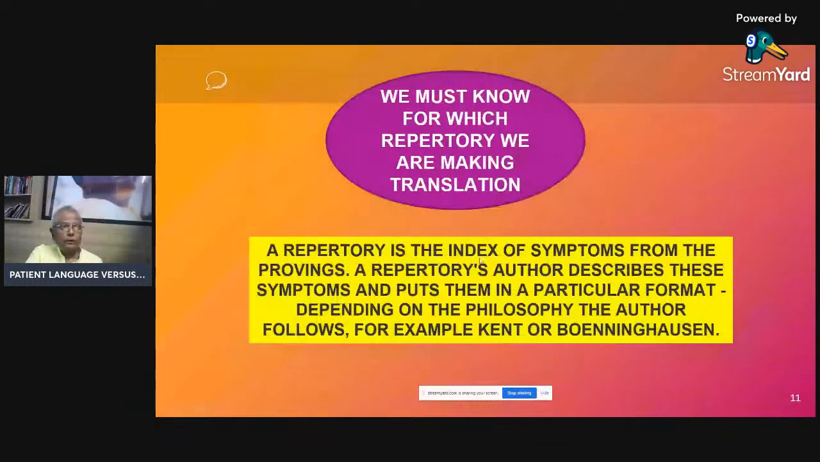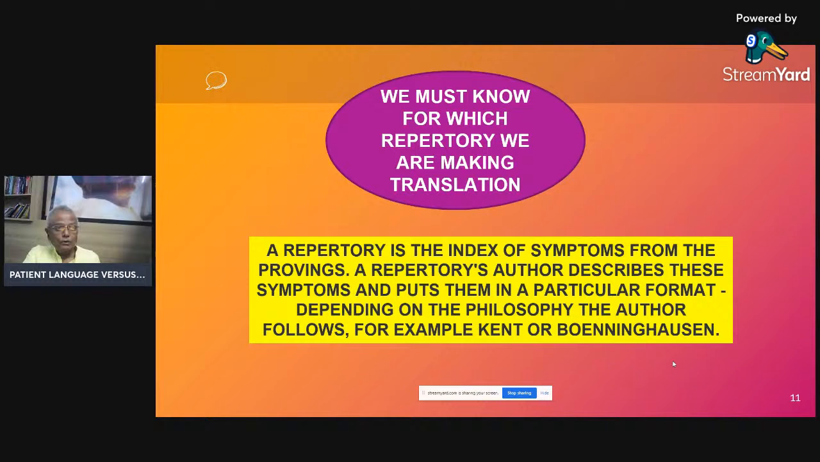We must know for which repertory we are making the translation. Now we have a different set of repertories, right from the Boenninghausen repertory to the Synthesis repertory. Every repertory has its own theme, its own understanding, and its own utility. So we have to select which way we have to go. We have to start from the mental problem. We have to start from the physical problem. We have to start from the general factors. We have to start from the particular factors. All these things have great meaning for us.